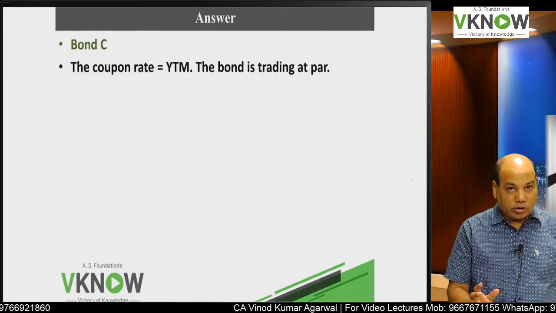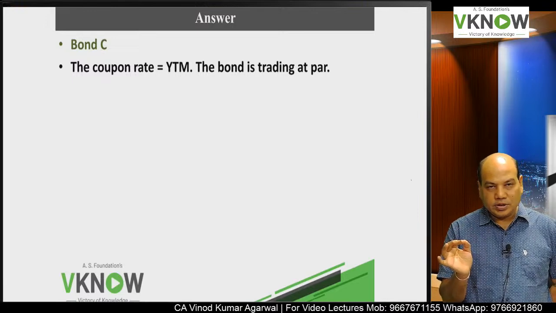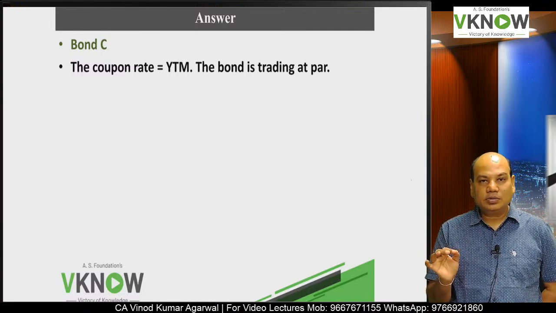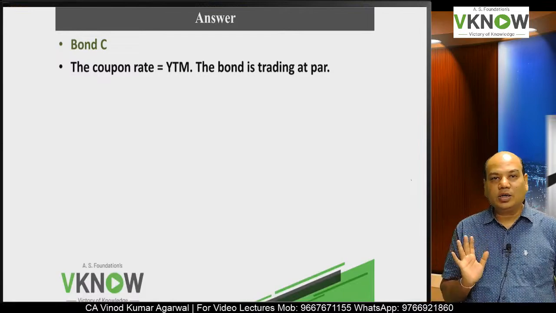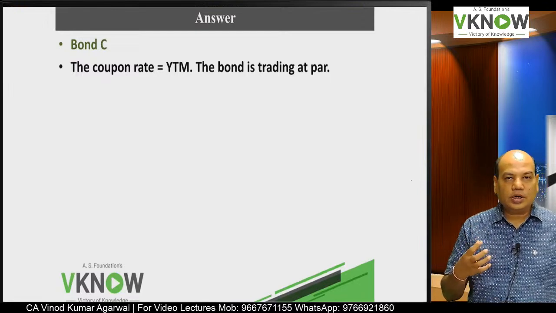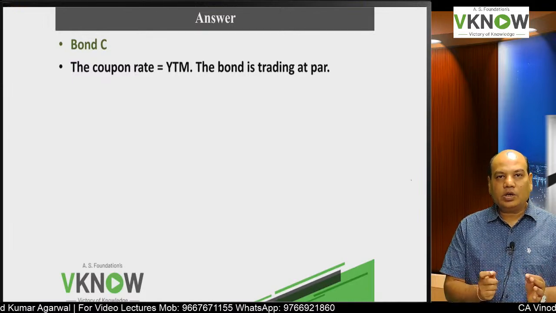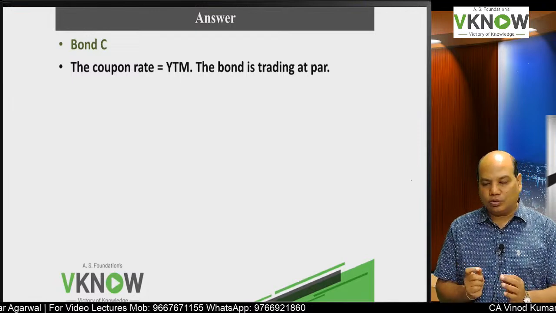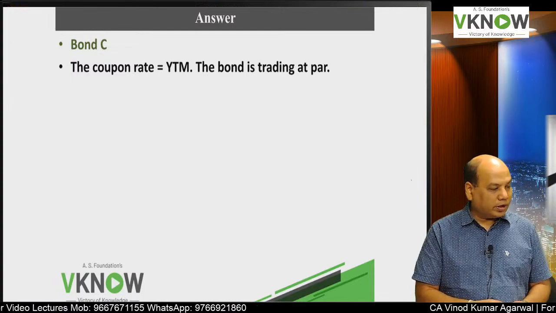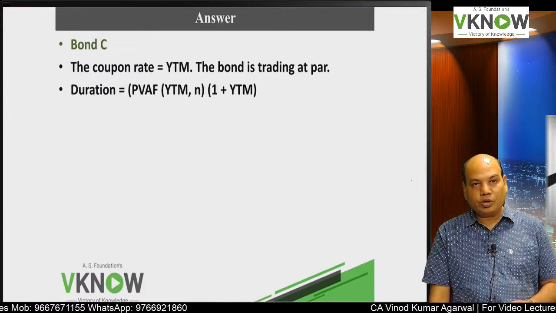Now if you look at bond C carefully, coupon rate is 9%, YTM is 9%, bond will be redeemed at par, therefore bond will be trading at par. So no need to calculate. Using your knowledge of bonds, if the coupon rate and discount rate are the same and redemption is at par, the present value of the bond will be equal to the face value of the bond. So write down just one line: the coupon rate is equal to YTM, therefore bond is trading at par.